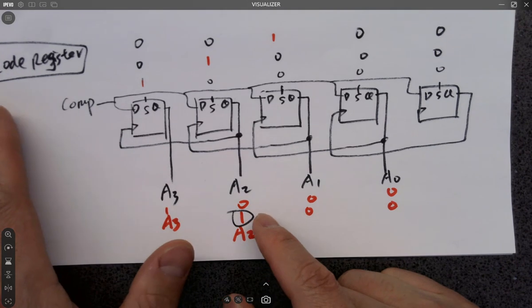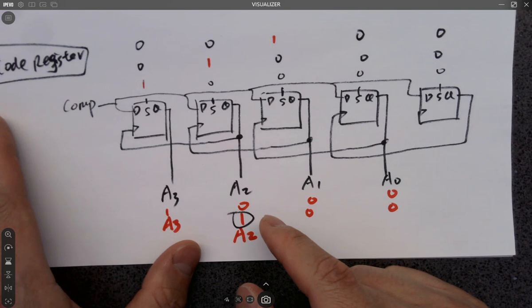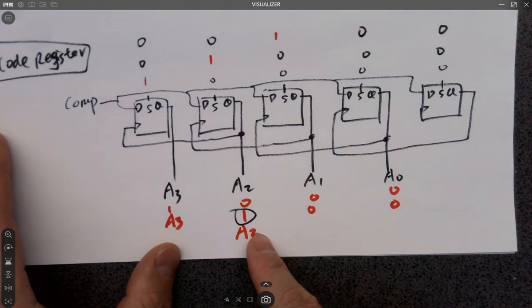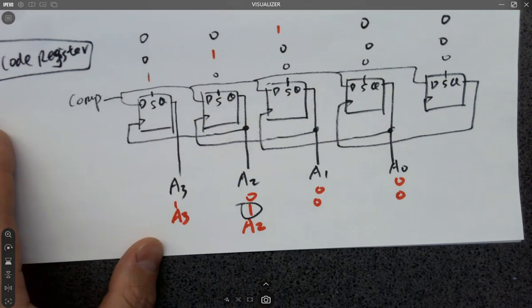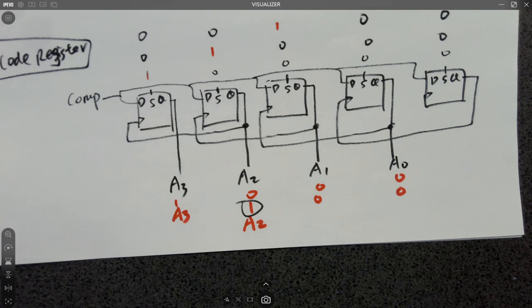See how clever this design is? Even though this is a 1, it doesn't matter because previously it was a 1, so there's no edge. So what's going to happen to this guy? If there's no edge, what's going to happen? It remains the same. It's memory. That's why it's called a latch.